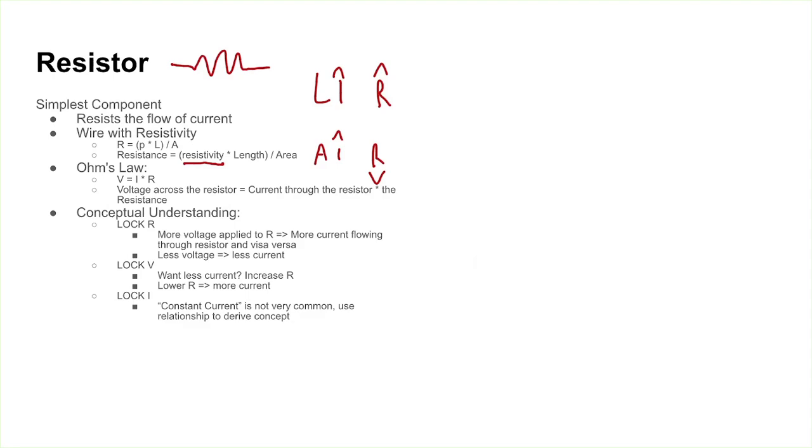When you analyze a circuit, you'll often see the current I flowing through the resistor, and then some voltage drop or gain, but almost always a drop, which is V. And then you make your equation V equals I times R. Some more conceptual understanding: if you lock V, so your voltage is unchanging, and you want less current, you increase your R. You lower your R, you're going to get more current.